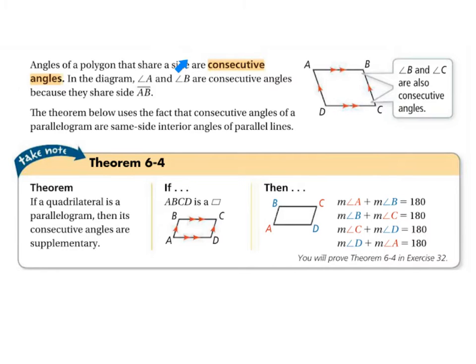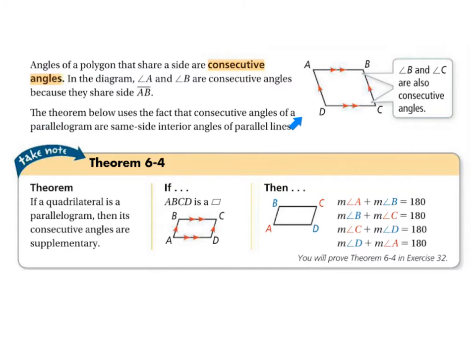Now what we want to do is discuss what it means to be consecutive. Angles of a polygon that share a side are consecutive angles. So in the diagram, angle A and angle B share side AB, so they are called consecutive angles. Okay, and there's a relationship that consecutive angles have in parallelograms, so we need to be able to identify them.